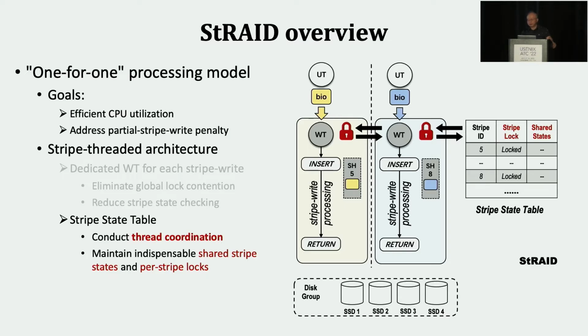To effectively coordinate multiple worker threads, StRAID proposes a stripe state table, SST, that maintains a set of required shared stripe states and per-stripe locks. SST is a globally shared data structure among worker threads where each entry is uniquely associated with a physical stripe. To provide lockless access features, each entry in SST can only be exclusively modified by its dedicated worker thread using atomic operations at any time.